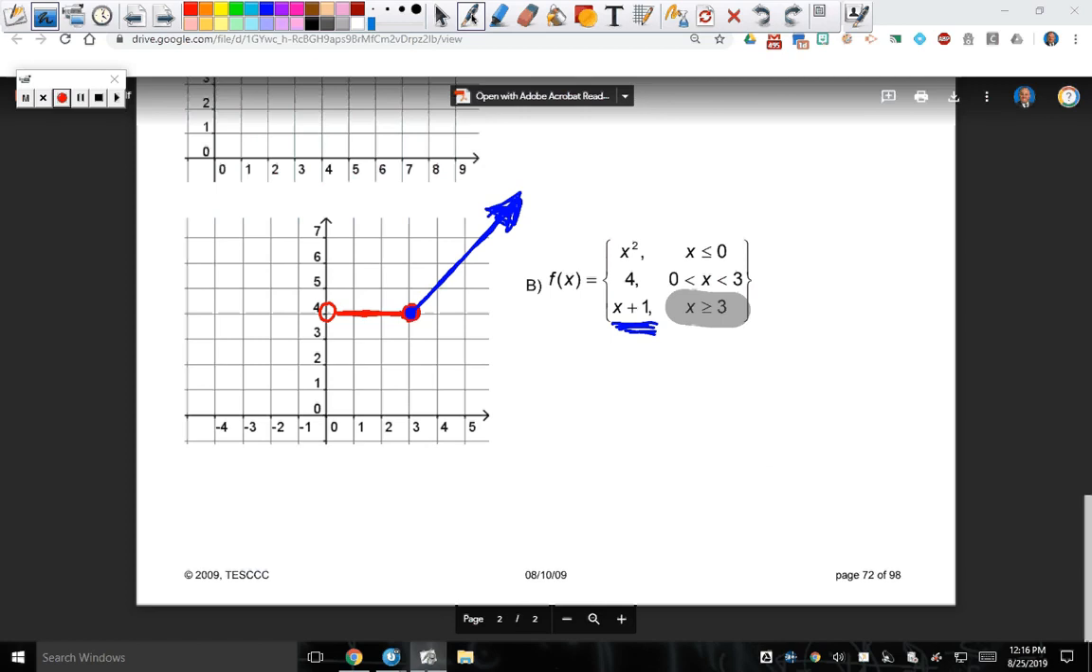And last but not least, we're going to do x squared. So y equals x squared, and it's going to be on this interval: everything that is less than or equal to 0, as far as x. So what does x squared look like?